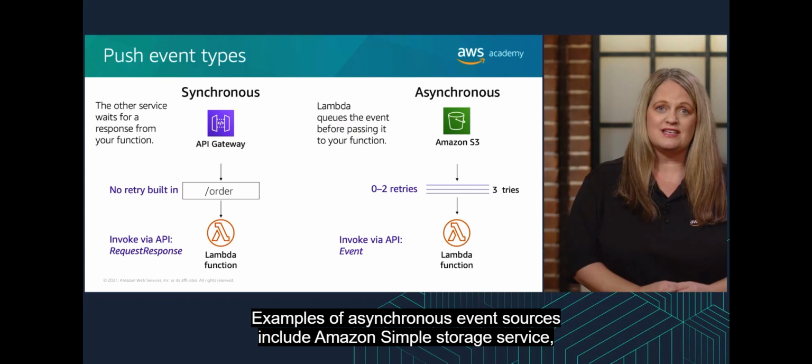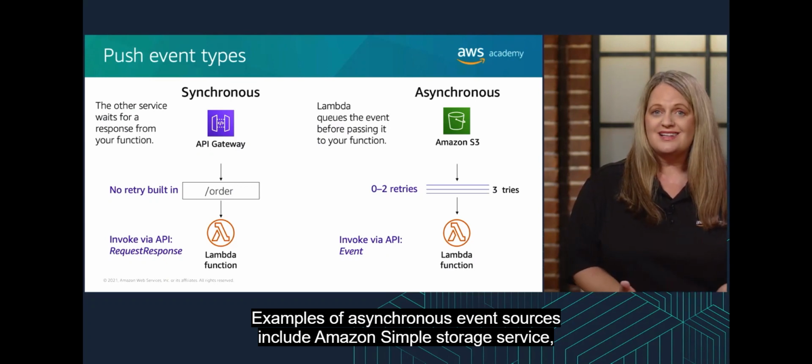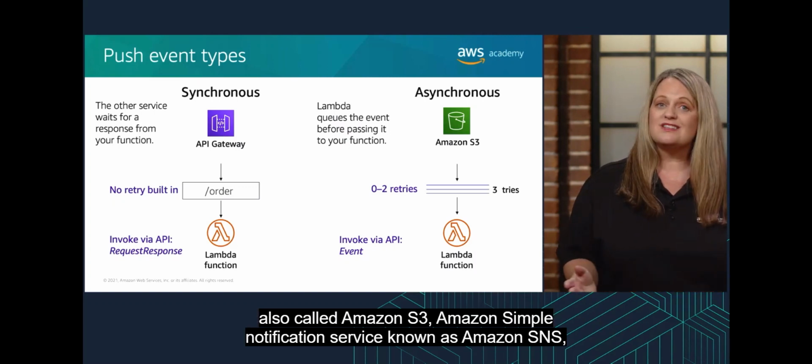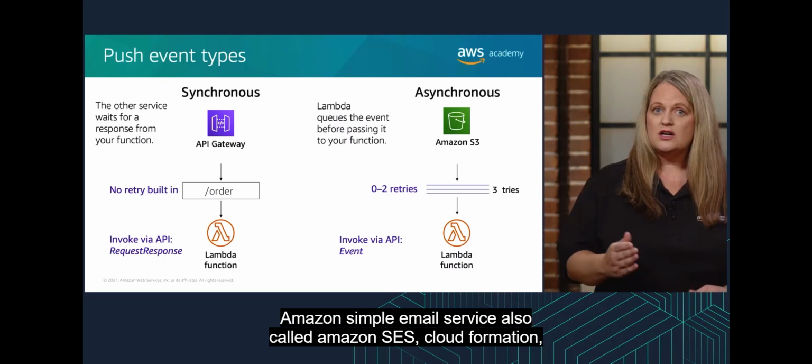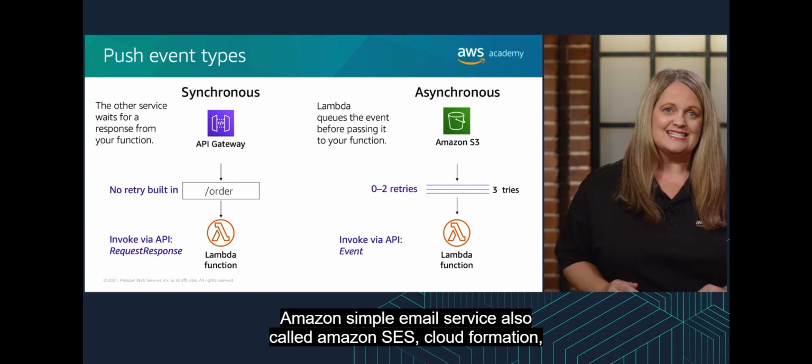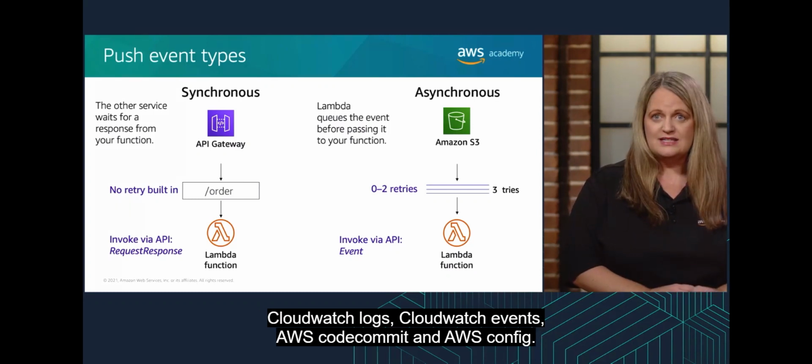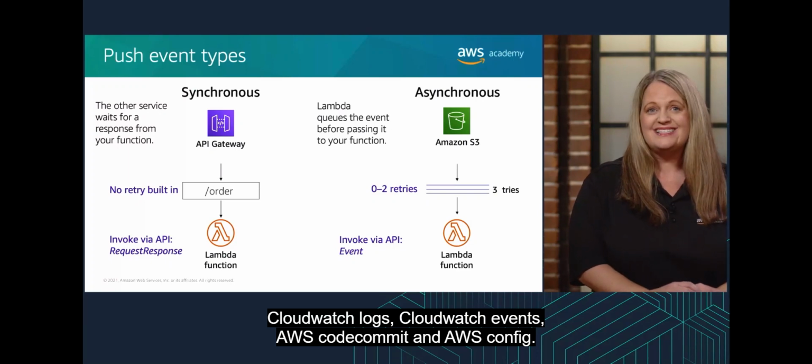Examples of asynchronous event sources include Amazon Simple Storage Service, also called Amazon S3, Amazon Simple Notification Service, known as Amazon SNS, Amazon Simple Email Service, also called Amazon SES, CloudFormation, CloudWatch Logs, CloudWatch Events, AWS CodeCommit, and AWS Config.